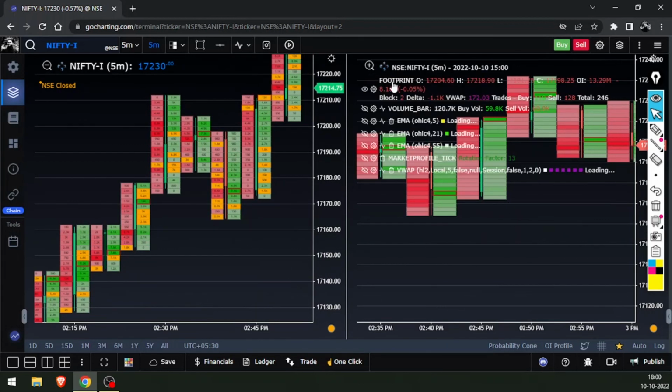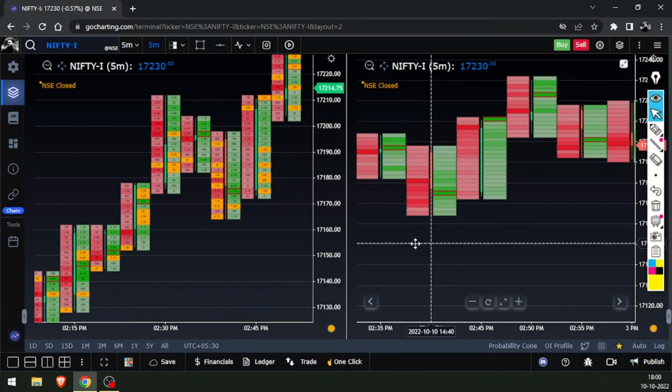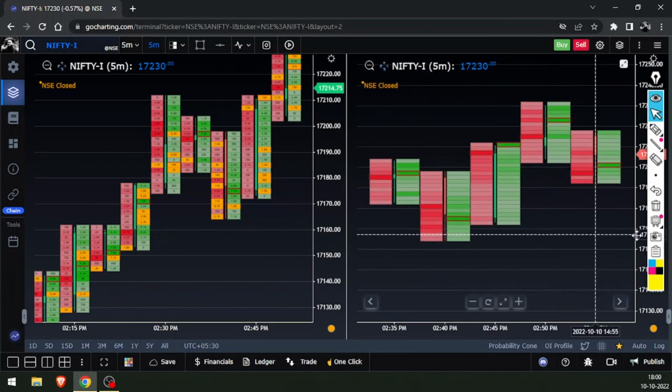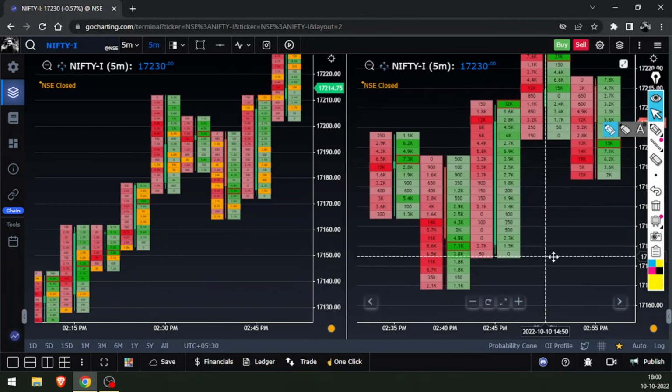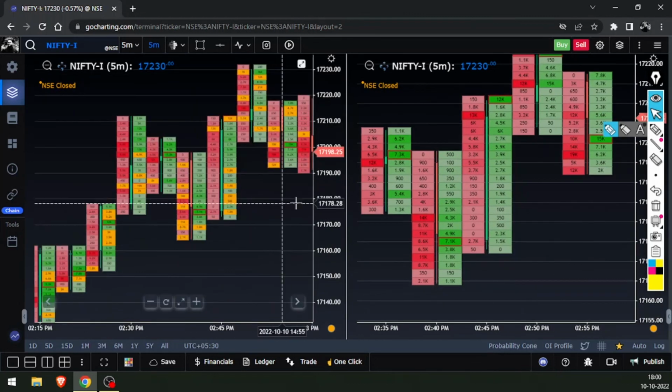So if you have some strategy which is related to ask versus bid, this is one of the oldest strategies in the footprint chart. Again, it depends on you which strategy you are using, right? So these are the differences between these two candlestick patterns. Use accordingly, depending on your strategy.